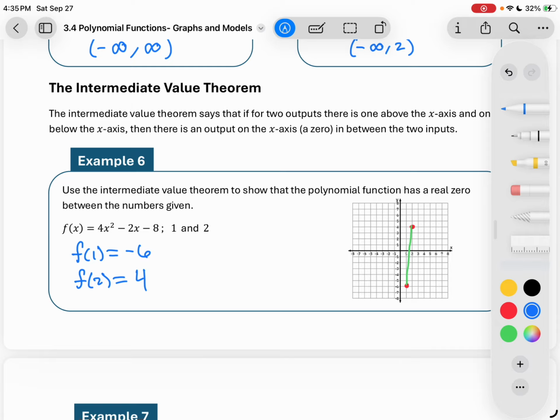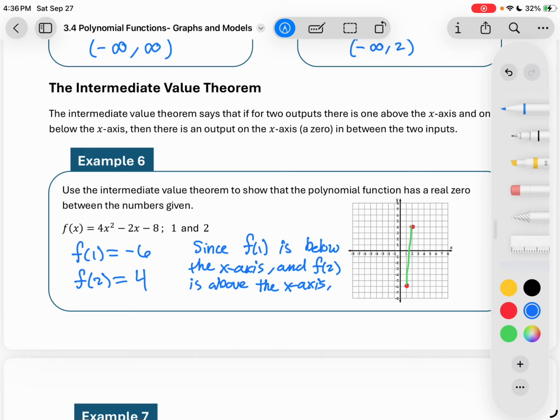So we can say, since f of 1, which is -6, is below the x-axis, and f of 2, which is 4, is above the x-axis, there must be a 0 in between.